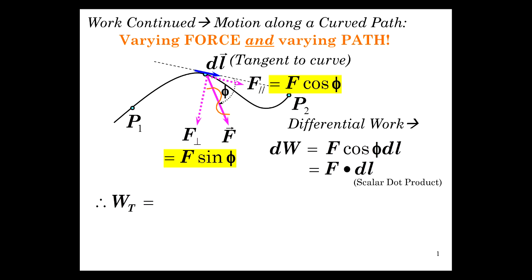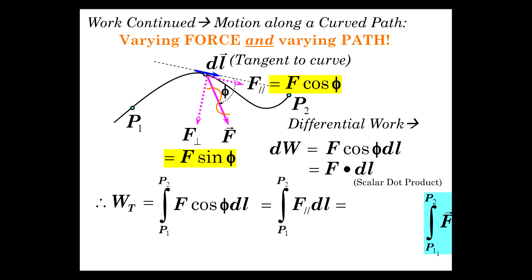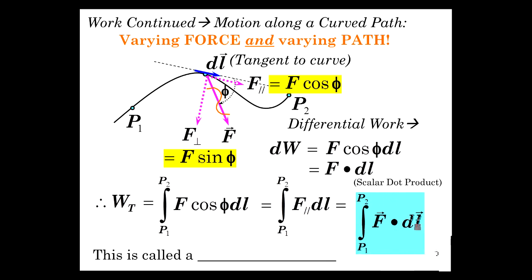So now we can specify the total work done on an object in moving it from point P1 to P2. Doesn't matter what the object is, makes no difference, because we are just specifying the force and the direction at any given point. So it's the integral from P1 to P2 of F cosine of phi dl. That's just the integral of dW, really. So we're integrating dW, coming up with total work. And that can be simplified to F parallel dl, or more precisely, the total work is the integral from P1 to P2 of F dot dl.